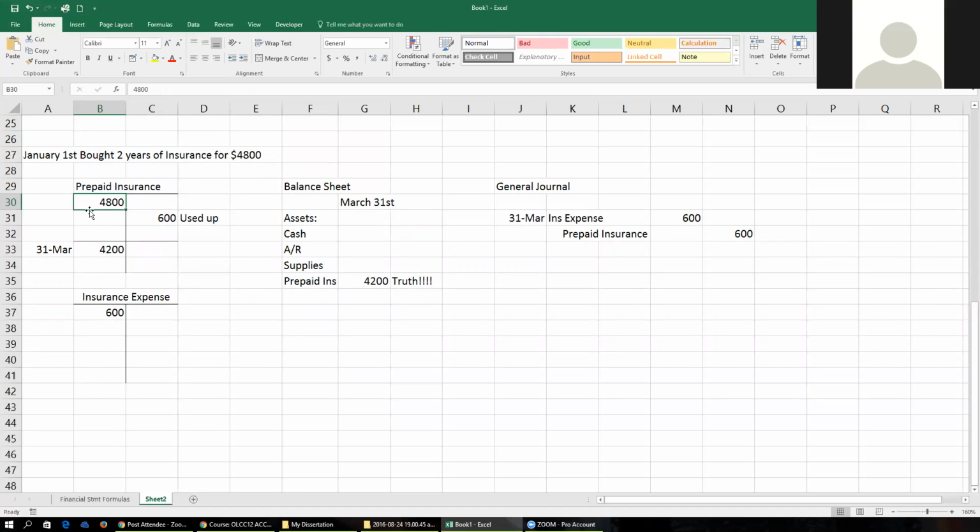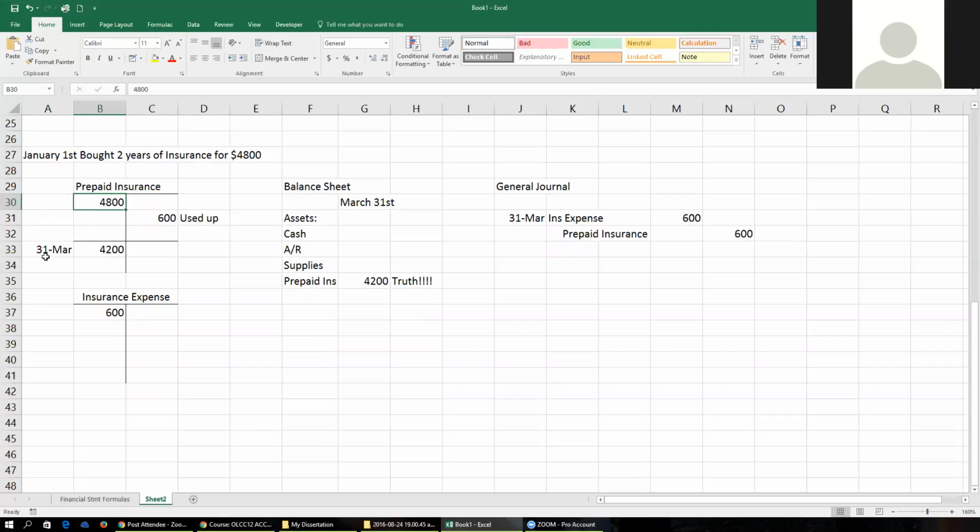This account didn't get touched again because no one bought any more insurance. The other half of this entry, they would have debited prepaid insurance on January 1st when they bought it, but they would have credited cash. I didn't draw the cash T account. I just wanted to focus on what was happening in prepaid insurance.